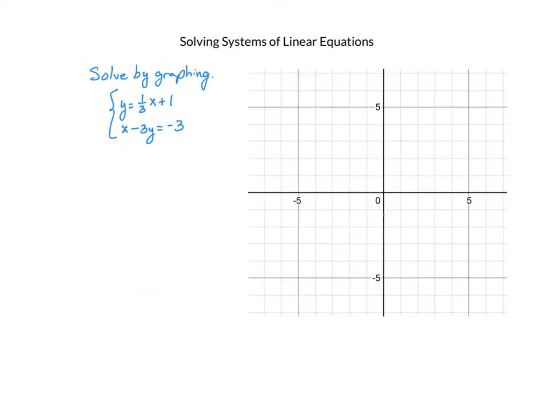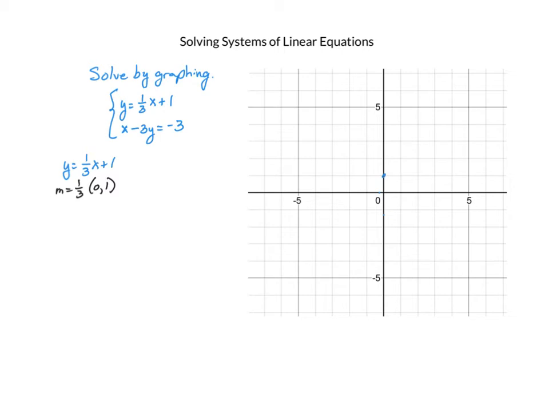Let's solve one more system by graphing. It will be y equals 1/3 x plus 1 and x minus 3y equals -3. Let's start with our first equation again. We have y equals 1/3 x plus 1, and I have a slope of 1/3 and a y-intercept of 1. Let's plot that on our graph.